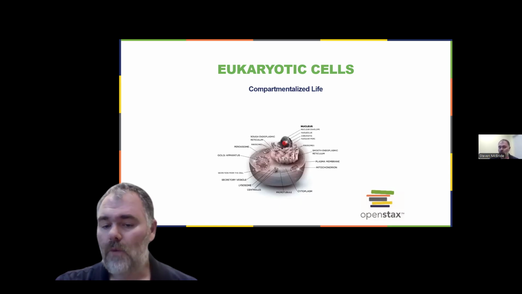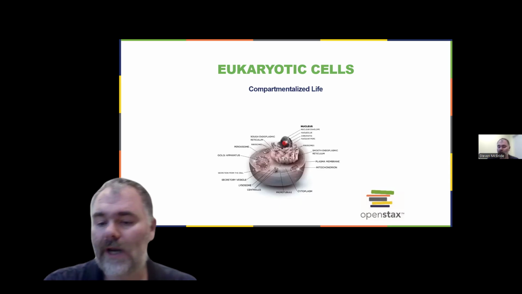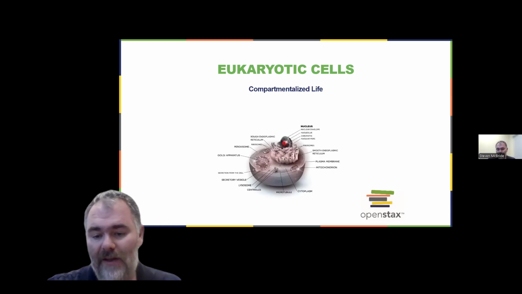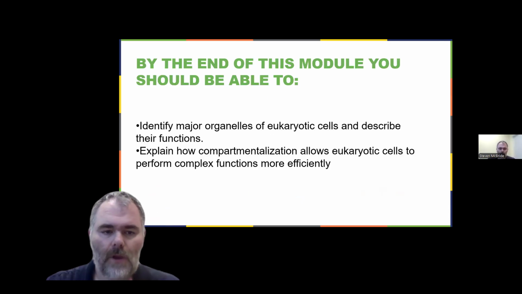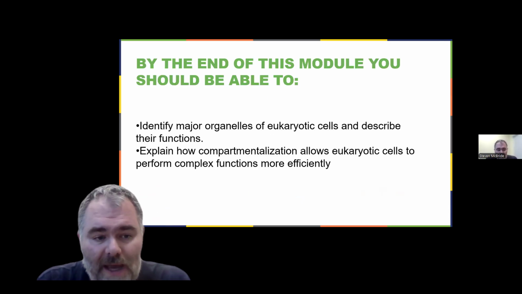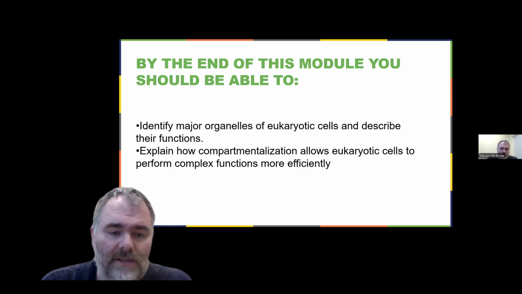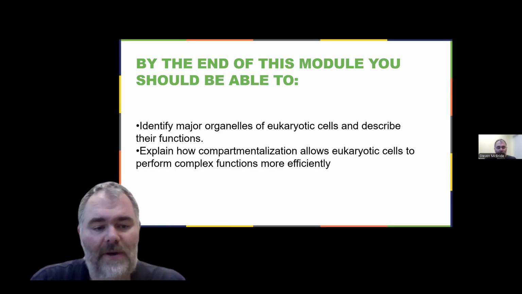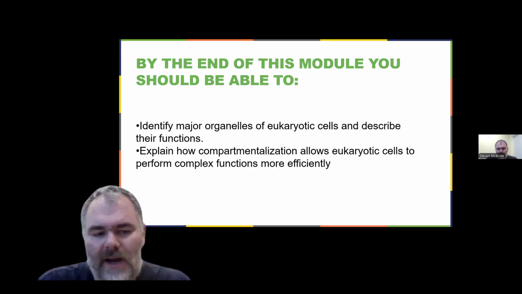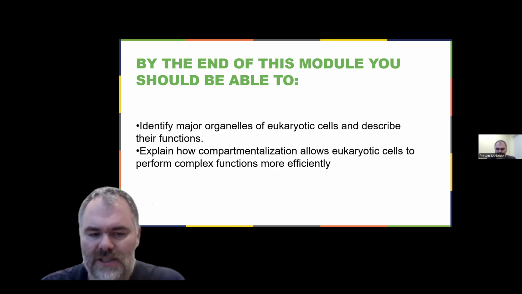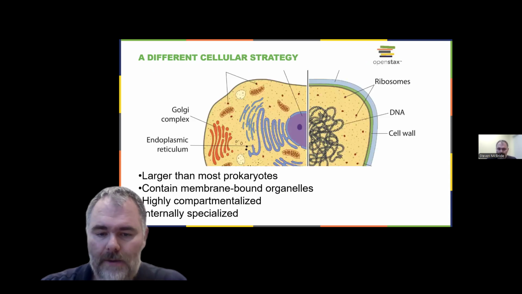In this lecture, we'll explore how eukaryotic cells organize life internally and how that organization changed the history of life on Earth. By the end of this module, you should be able to identify major organelles of eukaryotic cells and describe their functions, and explain how compartmentalization allows eukaryotic cells to perform complex functions more efficiently.